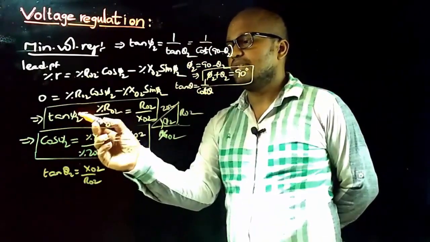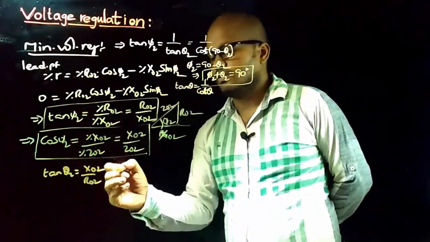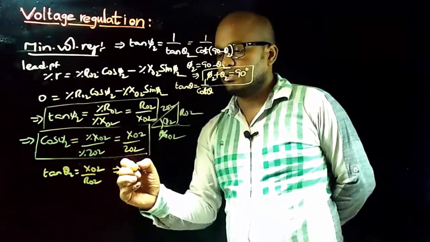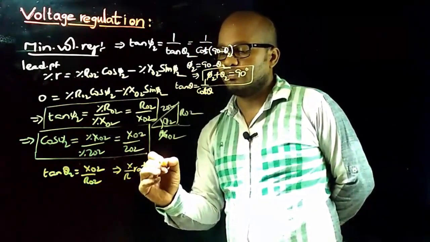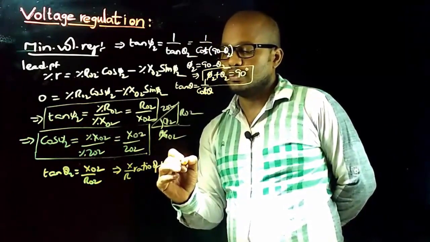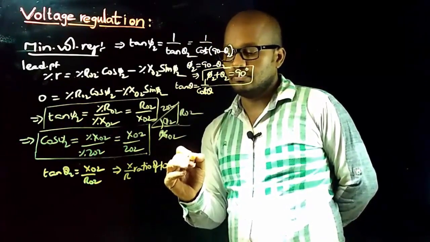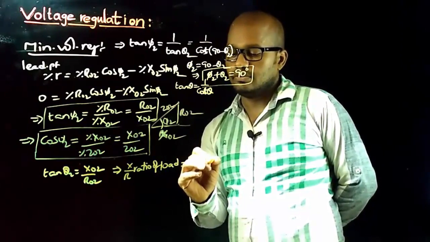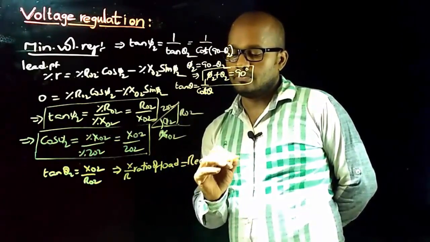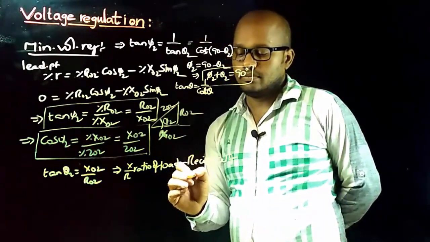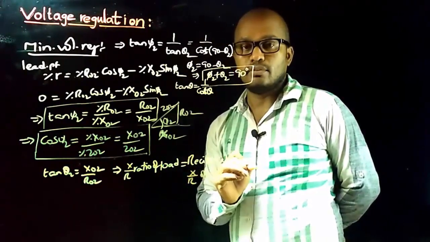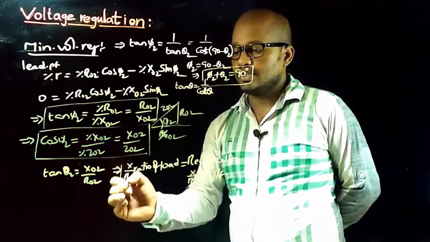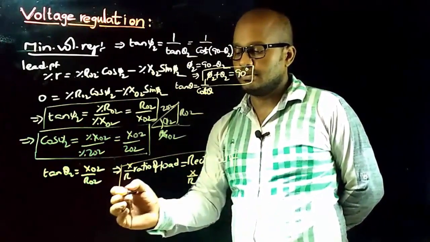Now observing tan phi 2 and tan theta 2, which implies the X by R ratio of the load is equal to the reciprocal of the X by R ratio of the transformer. This is one more important condition.